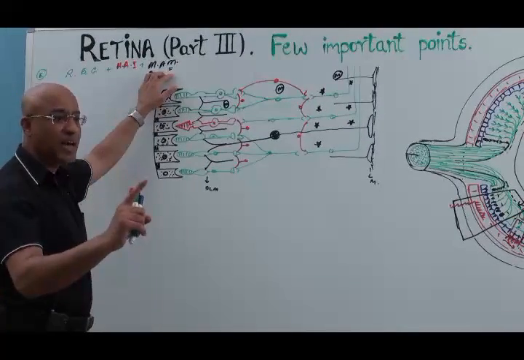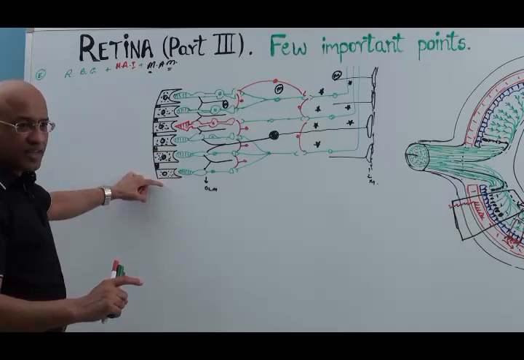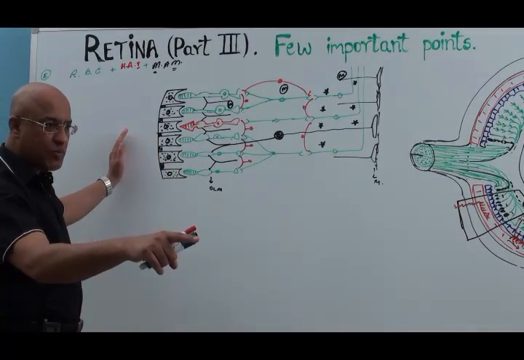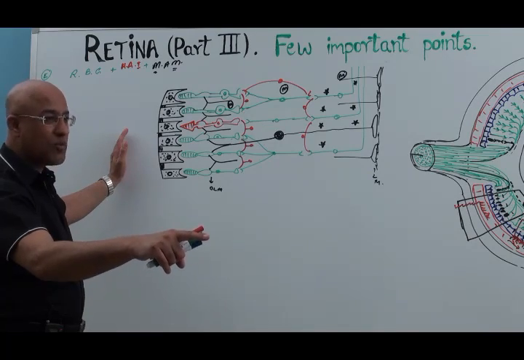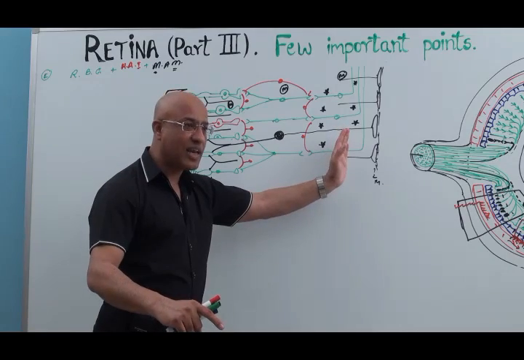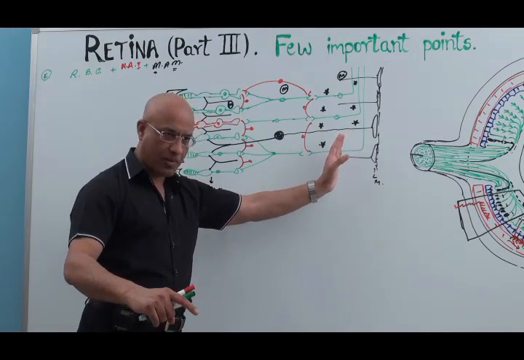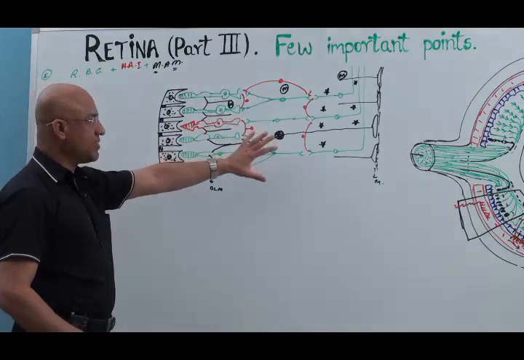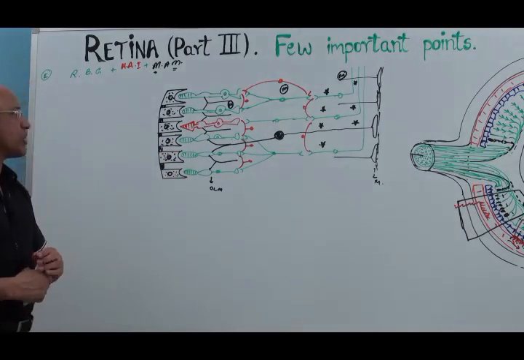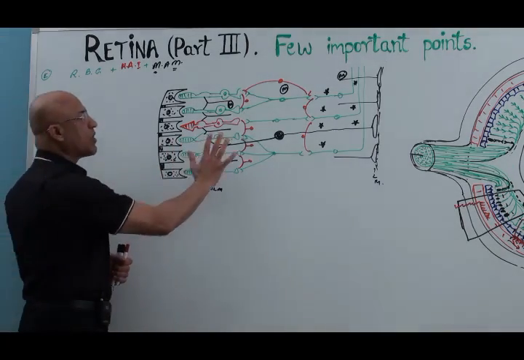retinal neuronal layer. Because never forget, the epithelial layer was derived from the outer layer of the optic cup, and the neuronal layer was derived from the inner layer of the optic cup, right? So these are the 9 cells. Any question up to this? So this is complete. Now there are a few more important points. I will go to some important points in detail.